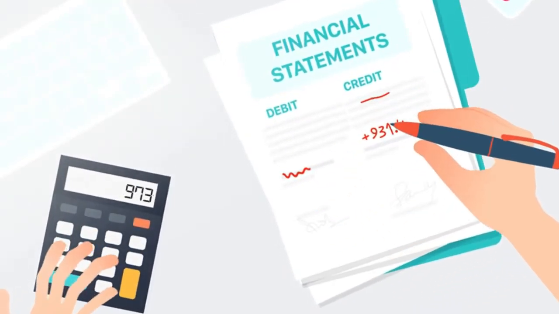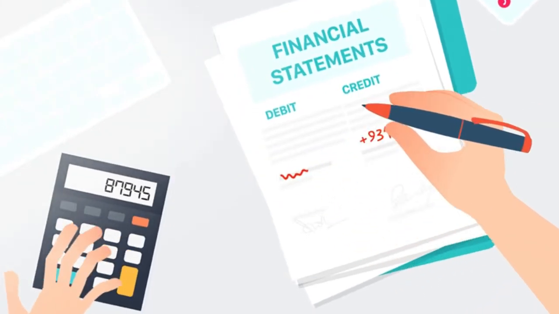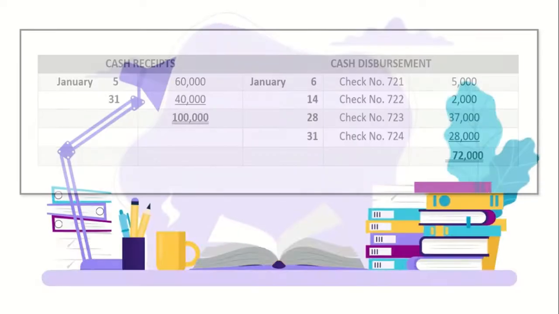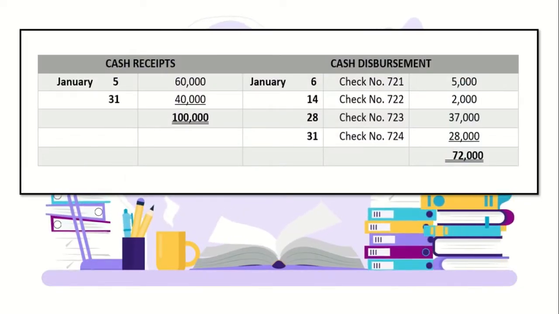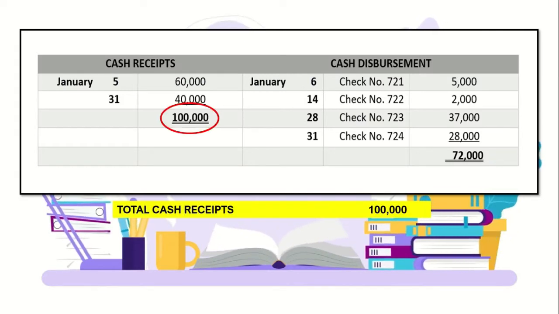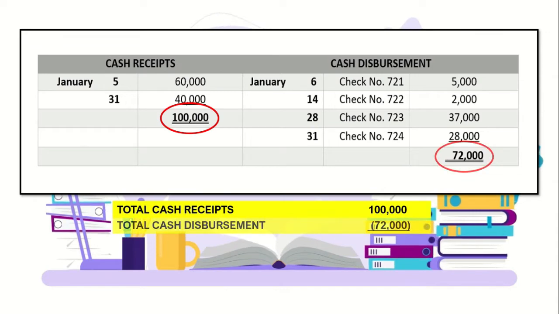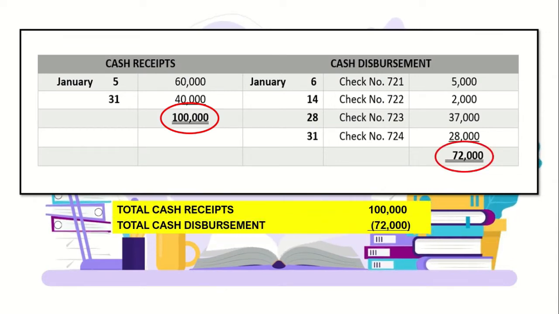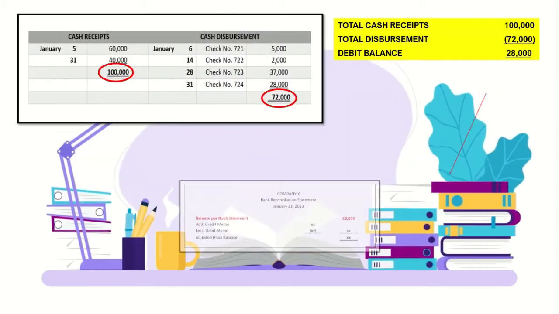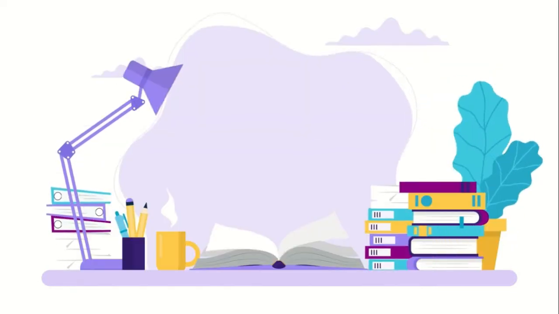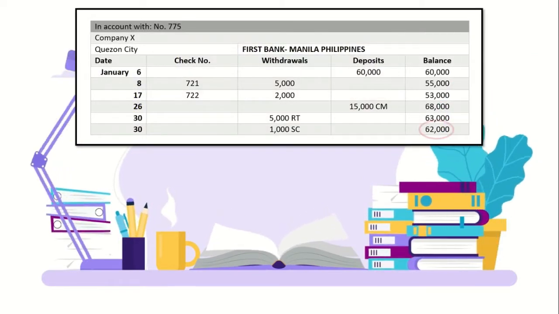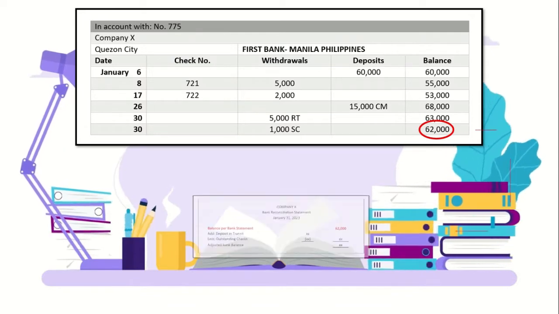The following are the general procedures in preparing the reconciliation. Step 1. Determine the balance per book and the balance per bank. Based on the cash records of Company X, the balance per book is equal to the total cash receipts of 100,000, less total cash disbursements of 72,000. Thus, the cash in bank account on the book of the depositor has a debit balance of 28,000. Let's proceed to the balance per bank, which is shown on the bank statement as the final item on January 30th balance amounting to 62,000.